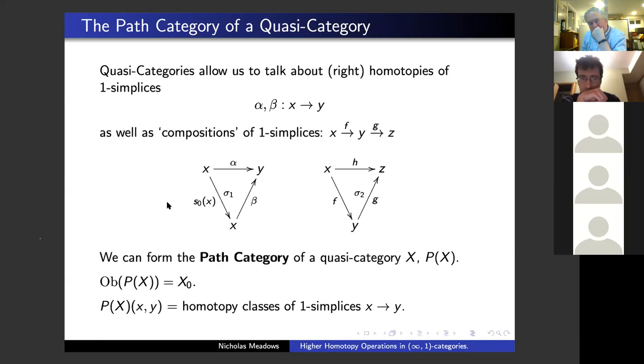So are there any questions about this definition? I guess in the picture, the 2 simplex on the left represents the homotopy, and then the 2 simplex on the right represents the fact that H is the composite of G and F.